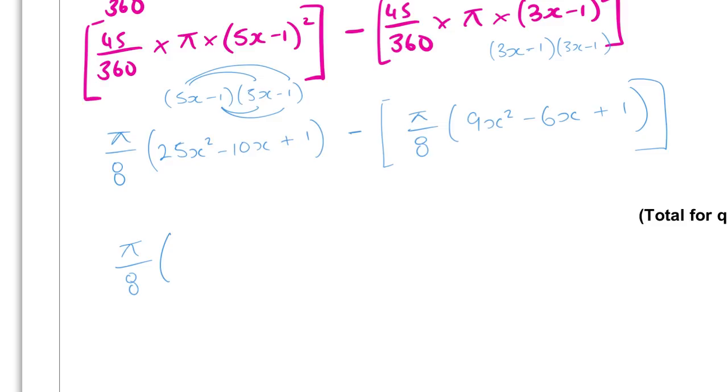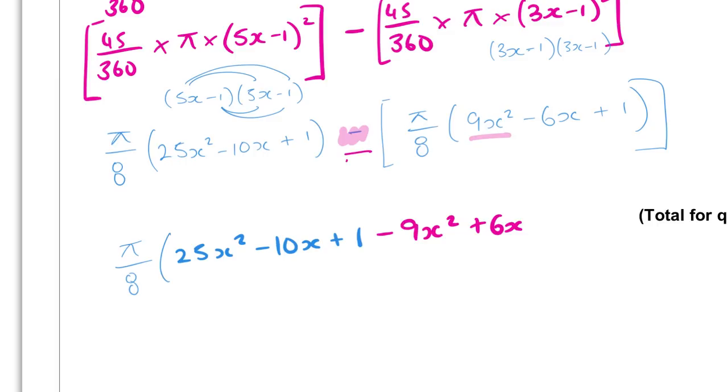And then I'm going to start. This is going to give me 25x² − 10x + 1. Now, watch out for this. This is where people go wrong. Minus 9x². Then I'm going to have minus 6x, so what's that? Plus 6x. This is where the biggest mistakes are made. Then I'm going to get minus plus 1, which is minus 1.